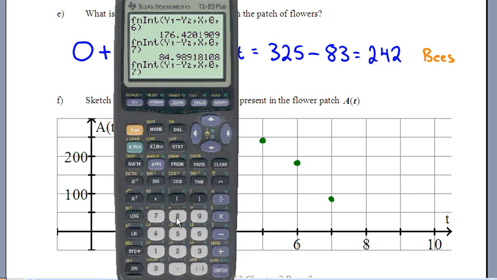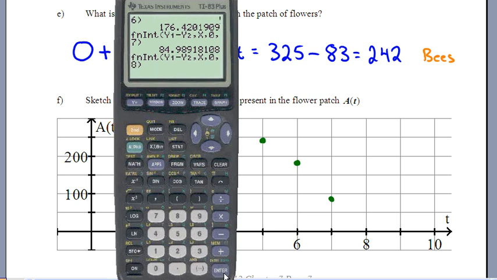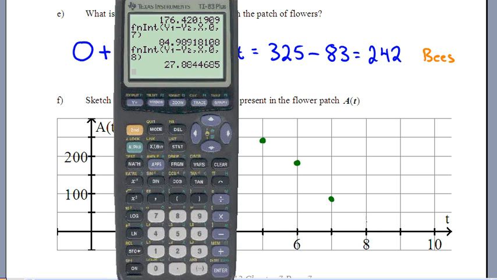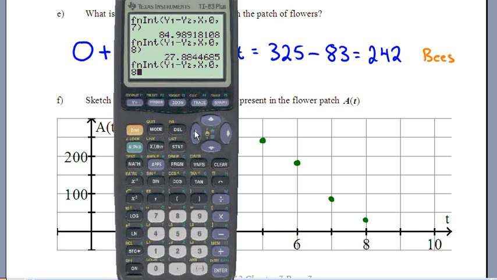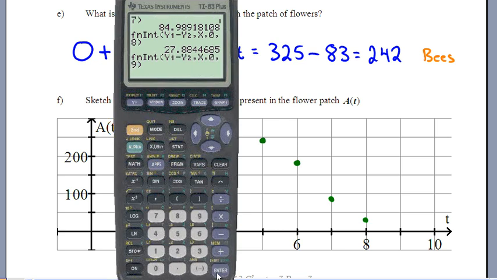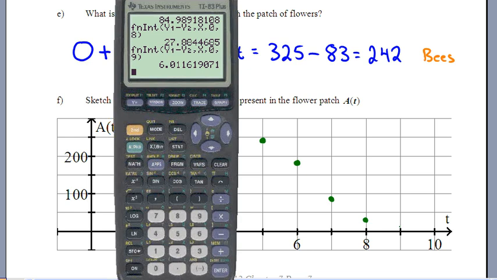Okay, we'll try this again, just a couple more. At time 8, really no more bees entering. They're just all slowly leaving. 27. Somewhere in here. Six. Not many. Is there even one left at 10? Let's see.